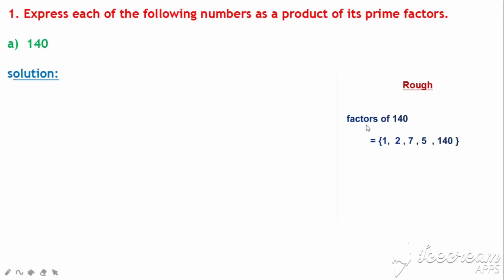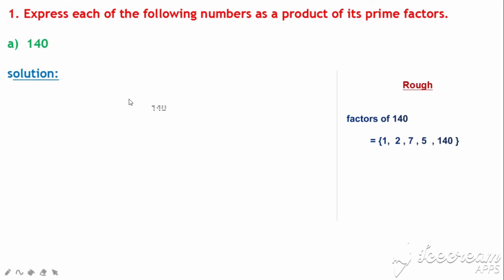Now, in the rough work, I have written what the factors of 140 are. The factors of 140 are 1, 2, 4, 5, 7 and 140. Among all these, 2, 5 and 7 are the prime numbers. It means that 2, 5 and 7 are the prime factors of 140.